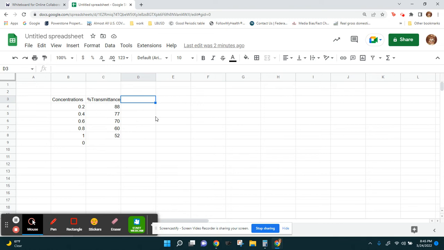So this next one should be absorbance. I'll put ABS for absorbance. And the other one's percent transmittance. Now remember, the formula is 2 minus the logarithm of percent T.